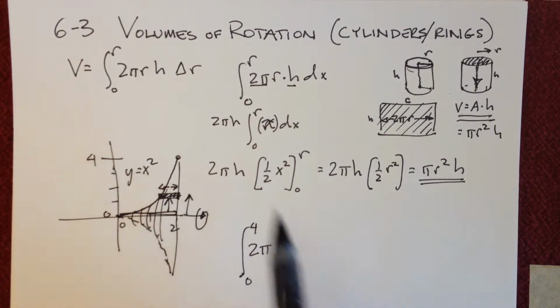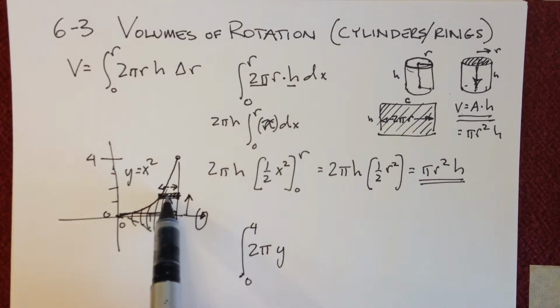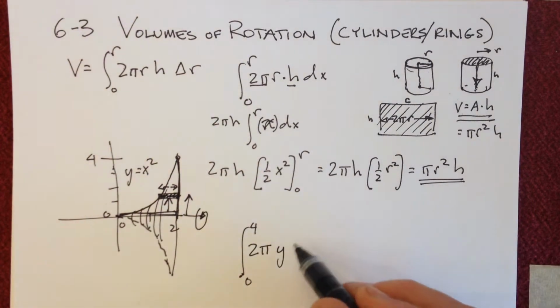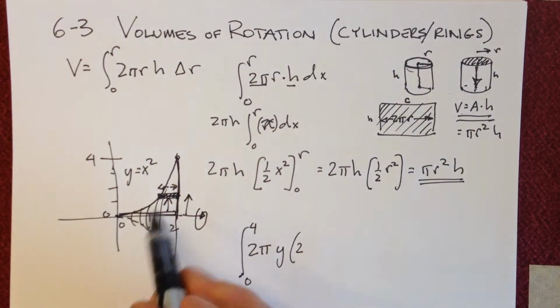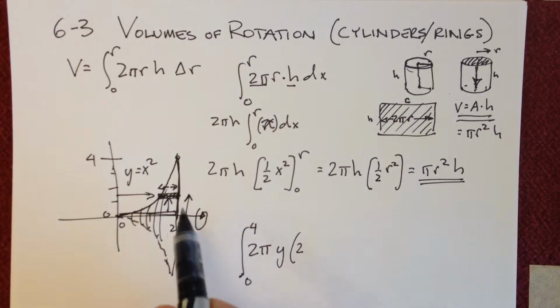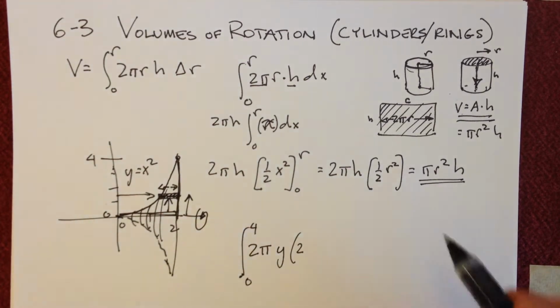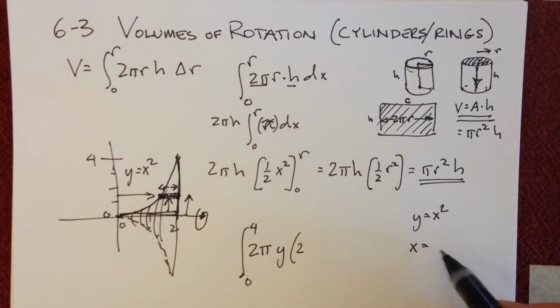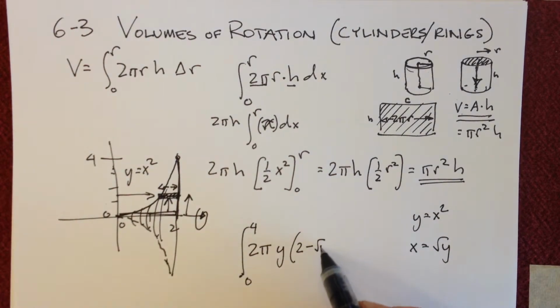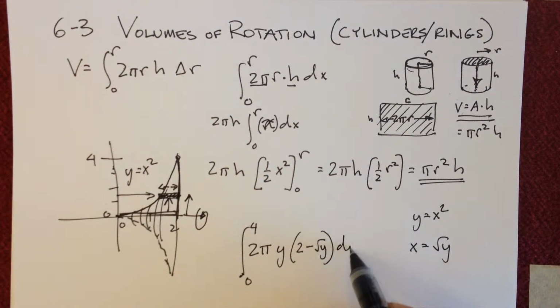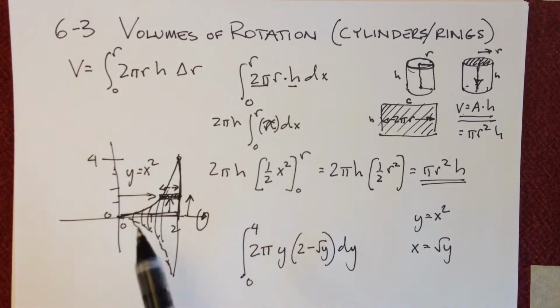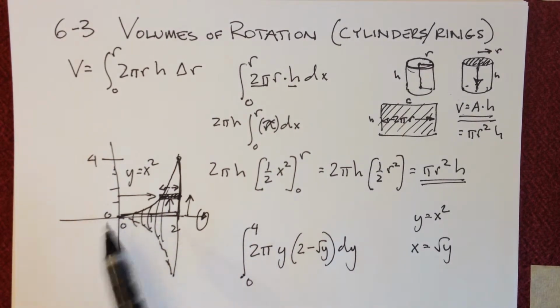What is the height of this ring as it moves out? Well, it's always going to be fixed at the top by 2, and then at the bottom by whatever this is. I need to solve my original equation, y equals x squared, to make it x in terms of y, so it's radical y. So it's 2 minus radical y, and then dy is our variable of integration.